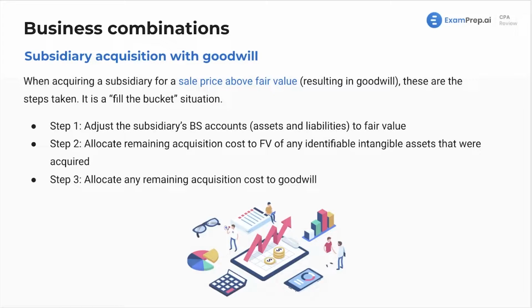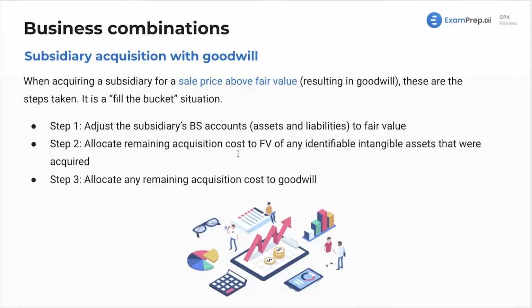Subsidiary acquisition with goodwill. When acquiring a subsidiary for a sale price above fair value that results in goodwill, these are the steps that are taken. So you adjust the subsidiary's balance sheet accounts. Always first step, revalue everything, put everything to fair value. Like if fair value is given, you just use that.